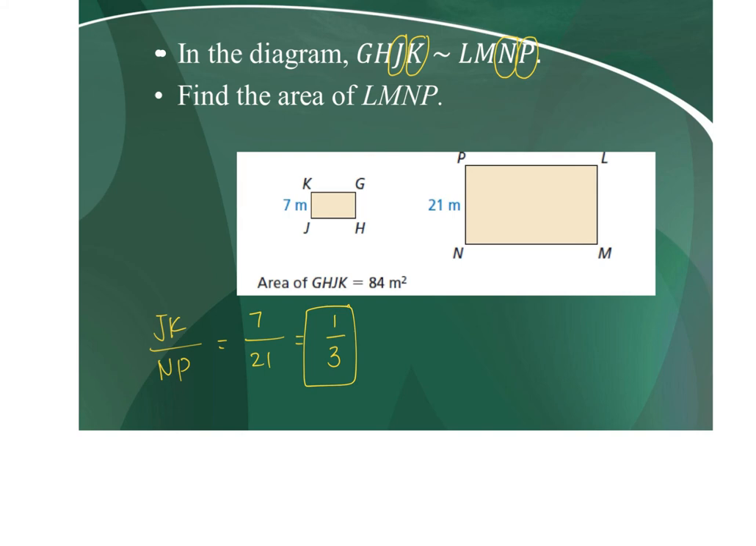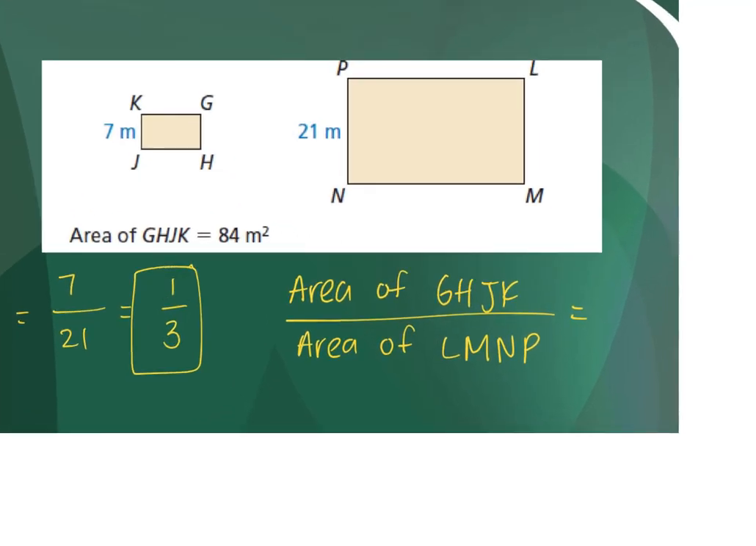84. That's the area. So the area of GHJK over the area of LMNP. Now let's take a look at the slide before. So we're just going to take the 1/3 that we got and square it.